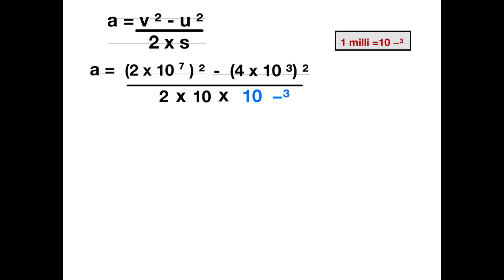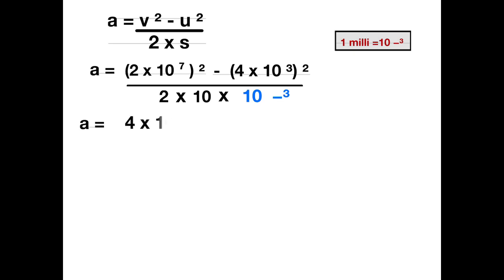What we have done, we have just plugged in the values of each quantity here as v, u, and of course s, since we are going to find out a. So let's do the simplification. Taking the square of 2 will give us 4, and taking the square of 10 power 7 will give us 10 power 14. Remember, 7 power 2 will make it 14.